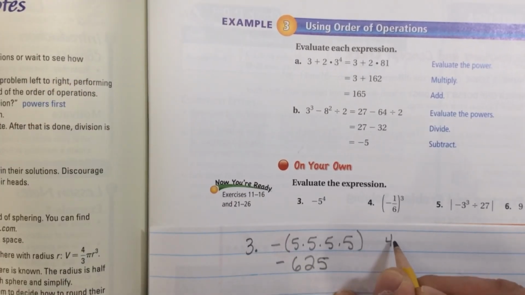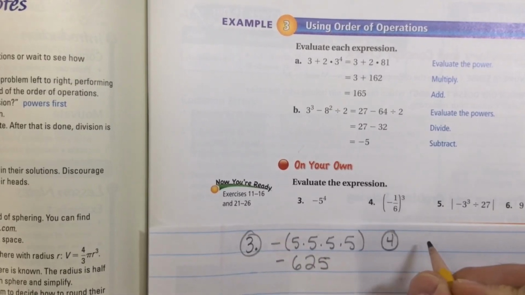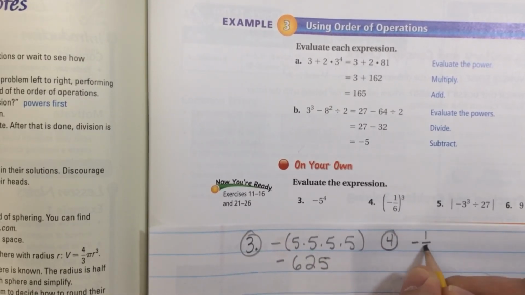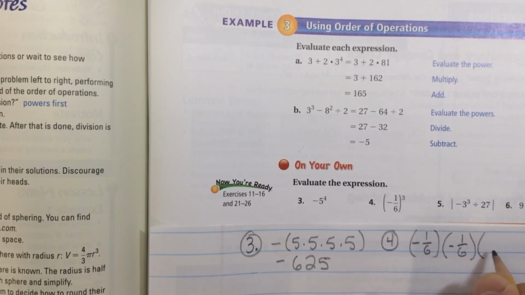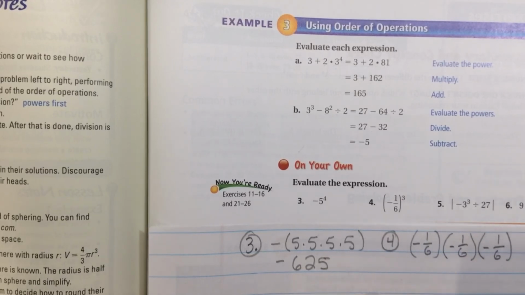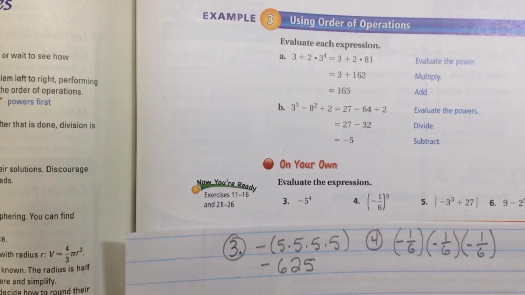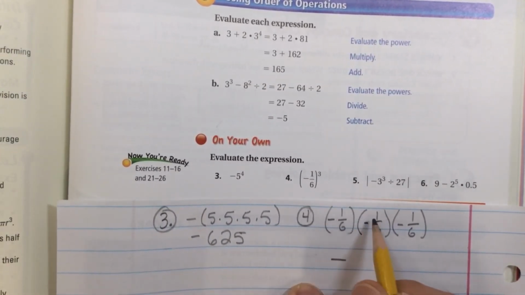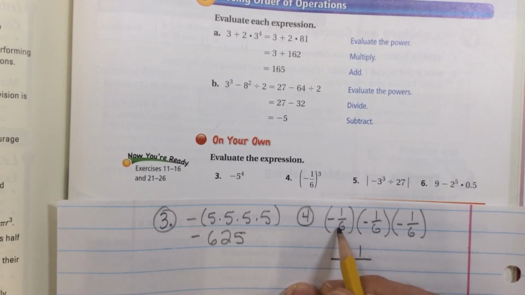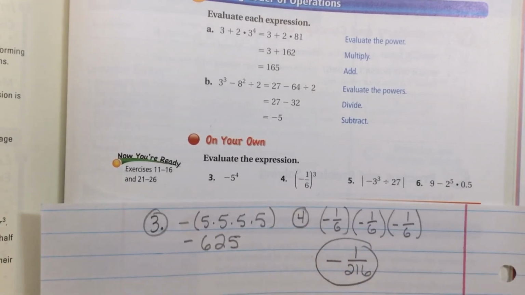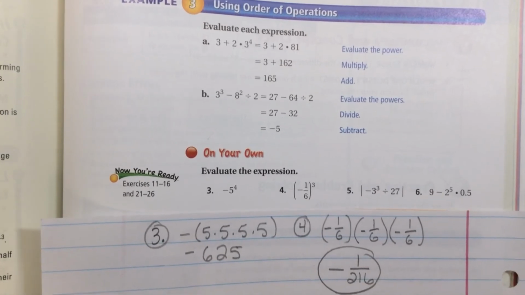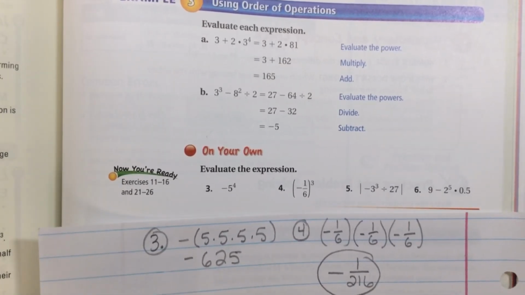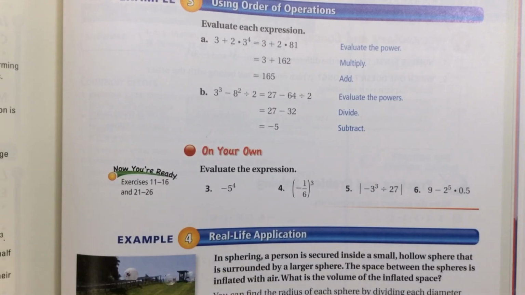For number 4, negative 1/6 to the third power. So it's negative 1/6 times negative 1/6 times negative 1/6. Well, negative times a negative is going to give me a negative, of course, because I have an odd number of negatives. And 1 times 1 times 1 is 1. And 6 times 6 times 6 is 216. So my answer for that one is negative 1/216th.